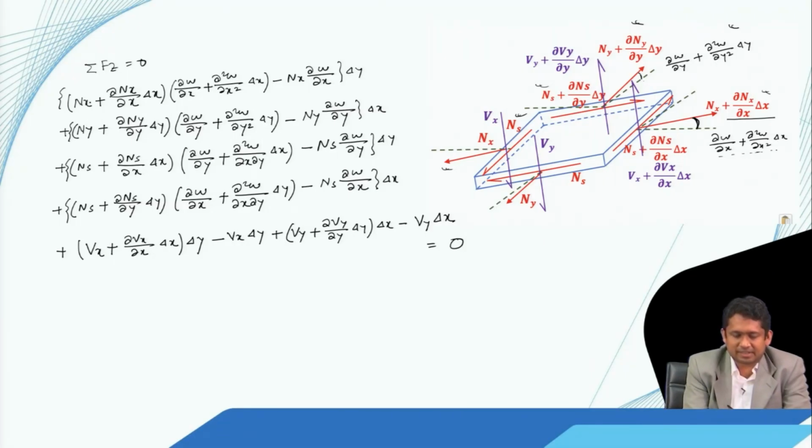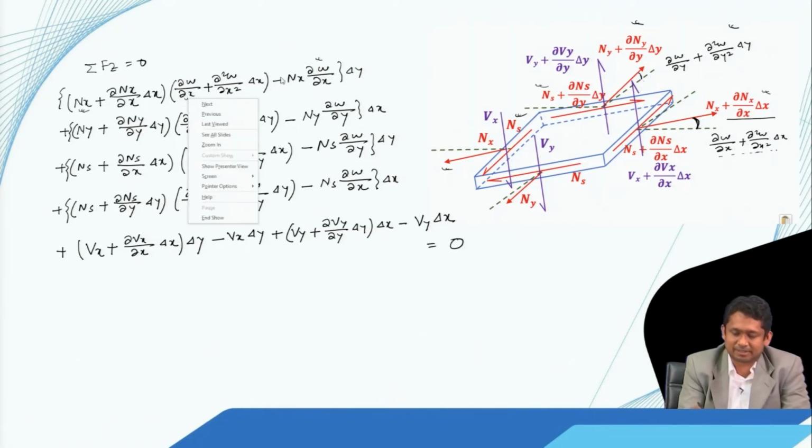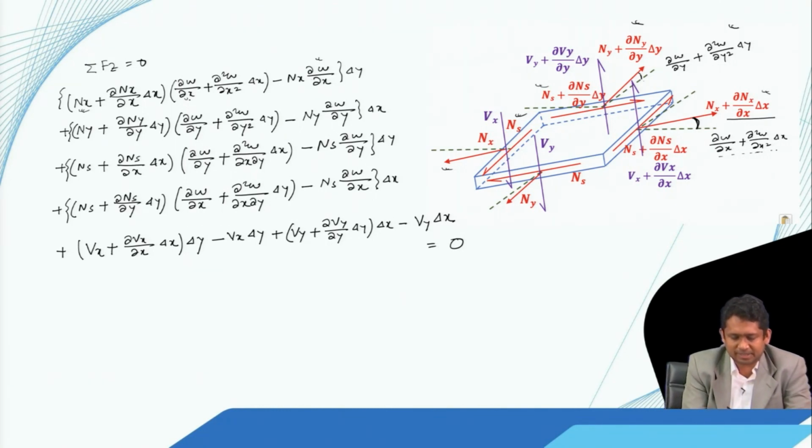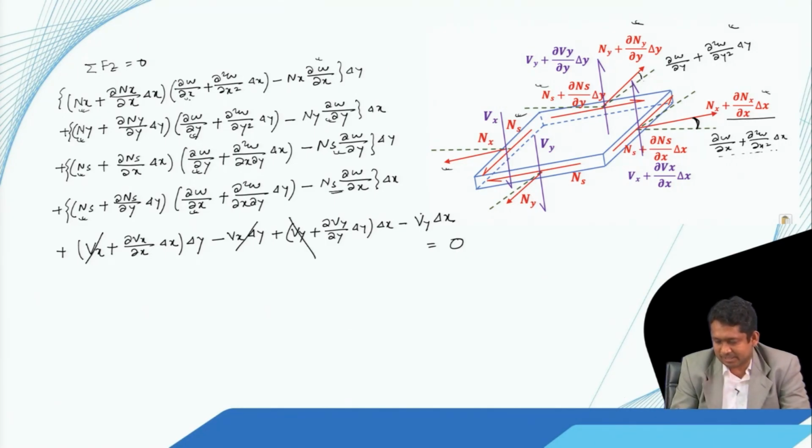Now what we can see here is that this Nx into del w by del x is equal to, again here we have Nx into del w by del x with opposite sign. So this quantity multiplied by this quantity cancels each other. Similarly, if I multiply this with this, then this is cancelled by this. Again this multiplied by this quantity cancels this one, and this quantity multiplied by this quantity cancels this. And similarly here Vx into delta y, we have negative of each other, and same here.